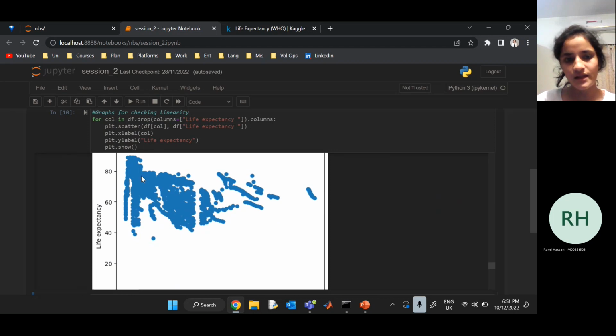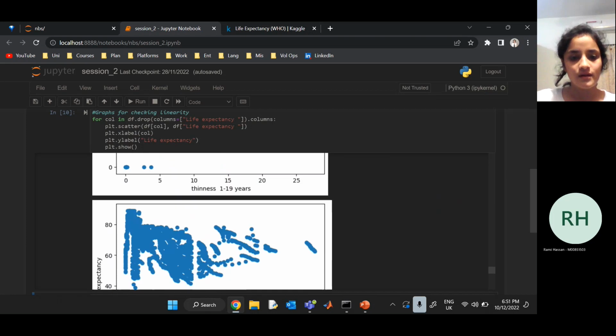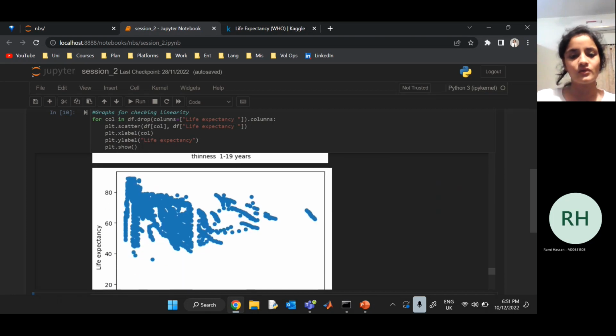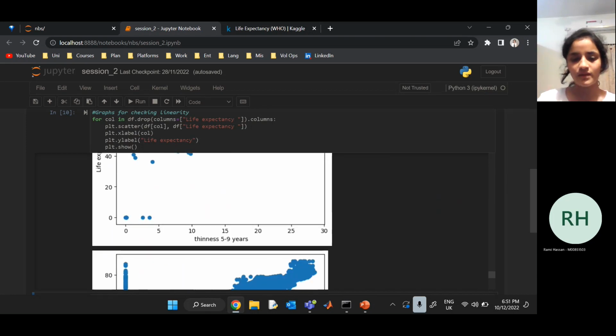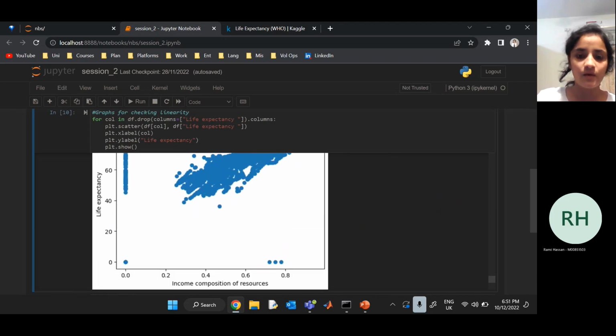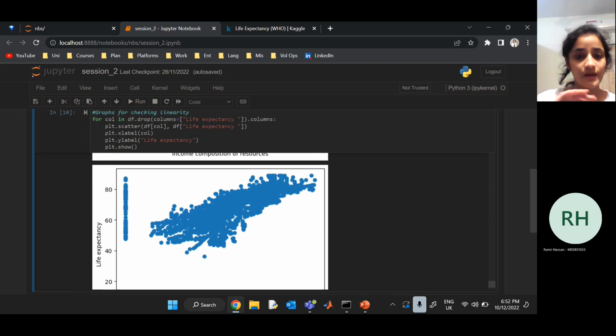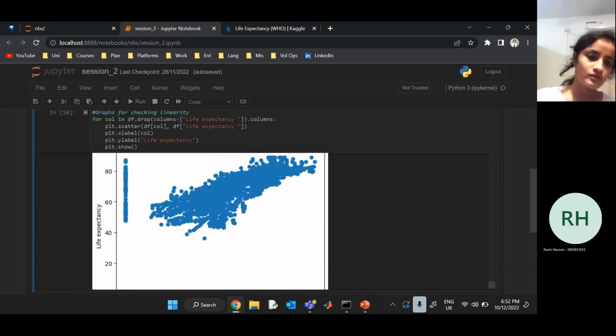Here, we can see a negative slope with respect to thinness, of course. Then here also a similar negative slope, it's thinness in another range of kids. Here, a very clear positive slope, linear shape. It's income composition of resources, the human development index in terms of income. And then a very clear linear positive slope with respect to schooling.